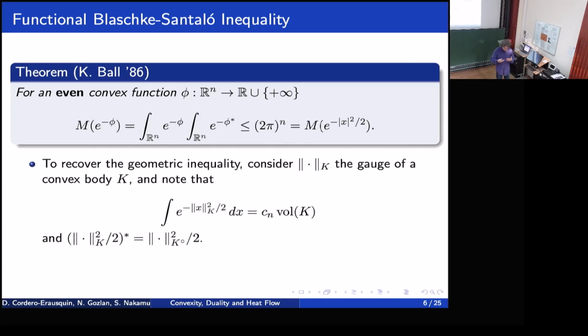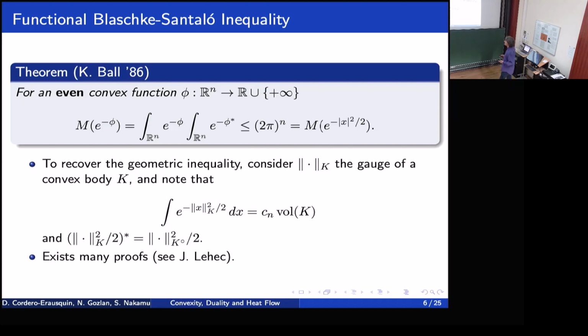And on the other hand, you can recover the geometric version if you take for phi the gauge of K squared divided by 2. Well, this is homogeneity. This is just a multiple that depends only on dimension times the volume, because this is just a homogeneous function. And you can observe that the Legendre transform of this function is the gauge of the polar squared divided by 2. And of course for the Euclidean ball this is the same. So if you apply this, you recover the geometric version.